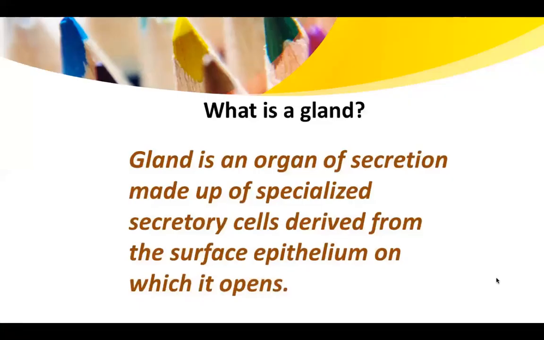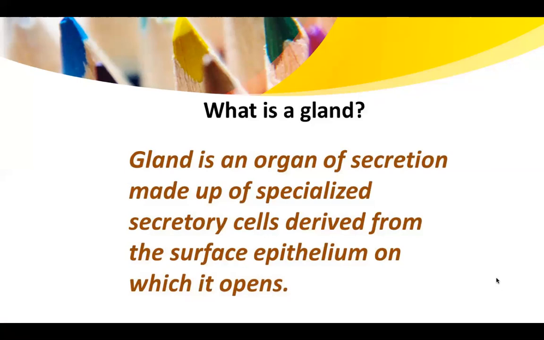What are glands? A gland is an organ of secretion made up of specialized secretory cells derived from the surface epithelium on which it is open. In your textbook on page 339, it is defined as an organ that produces or releases chemicals. Some glands, such as those producing saliva and sweat, release their chemicals into tiny tubes called ducts.